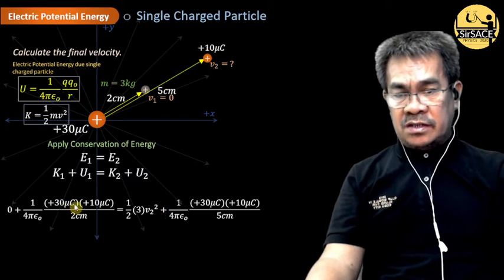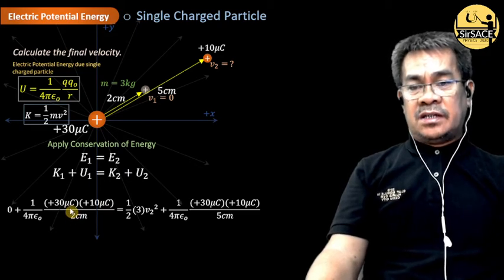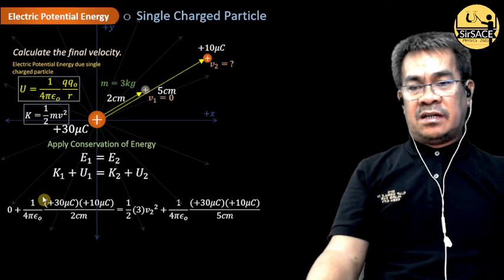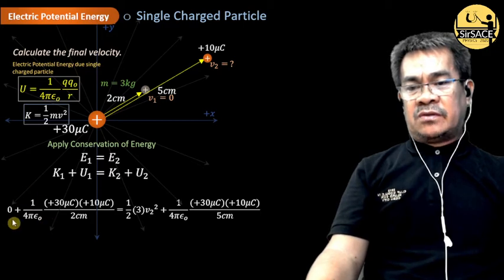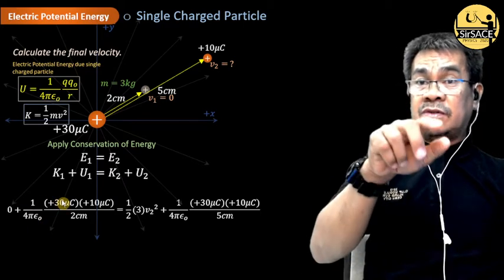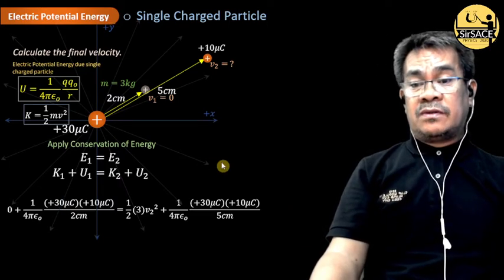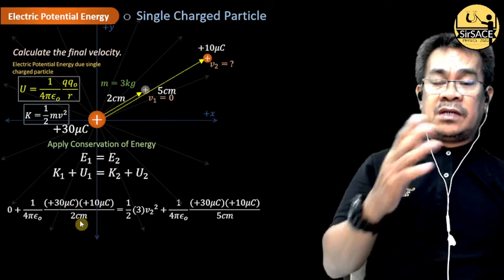But take note that the units are inconsistent. Inconsistent because the microcoulomb is not an SI unit. Centimeter is not an SI unit. And take note that for the 1 over 4 pi permittivity as the electric constant, we will be using 9 times 10 raised to 9. And the unit is Newton meter squared per coulomb squared. Which means that we need to convert this micro to coulomb and centimeter to meter.